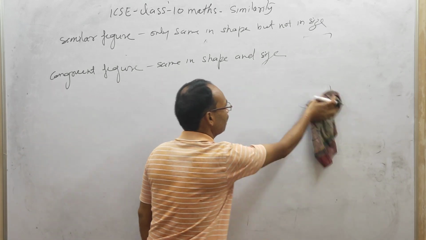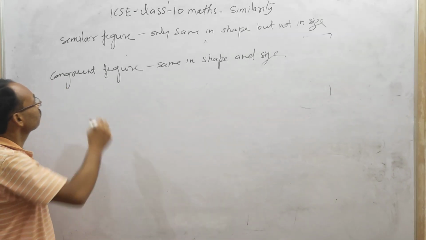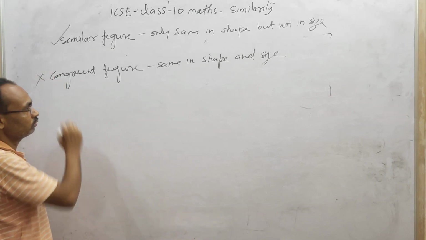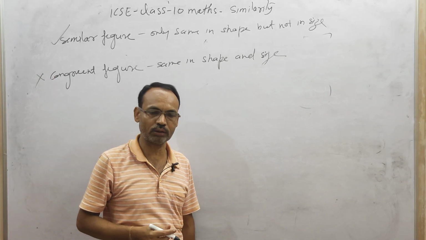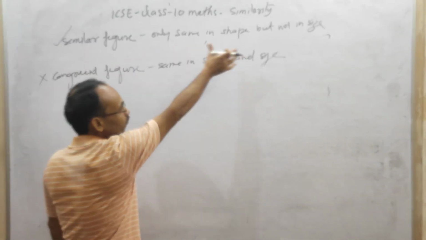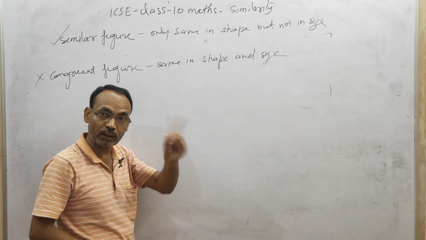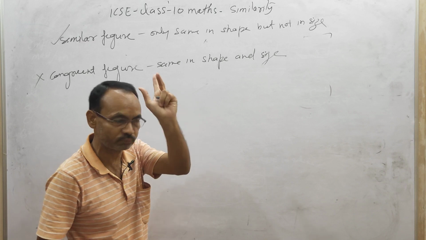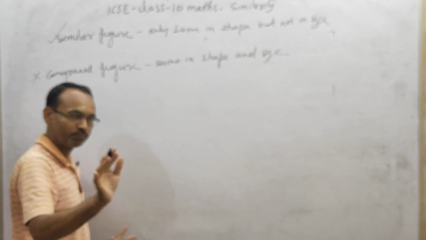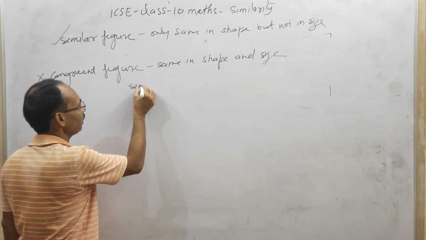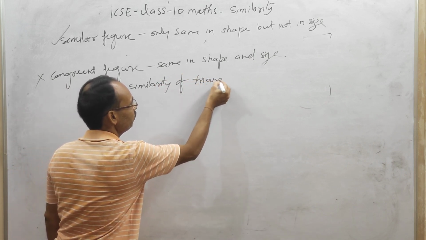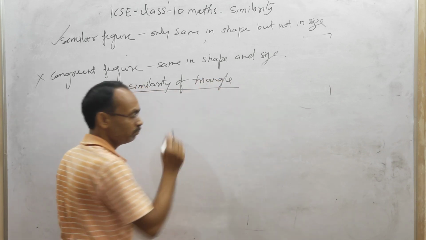But in your ICSE class 10 mathematics, only similarity is given, not congruence. It is not in your syllabus for ICSE class 10 first semester. In similarity, there are many examples, which I have discussed, but in ICSE class 10th mathematics, only the similarity of triangles is given. So your topic is only similarity of triangles.